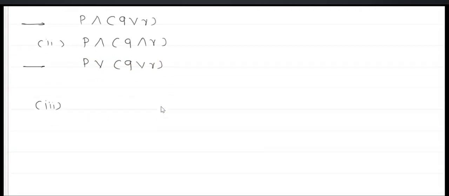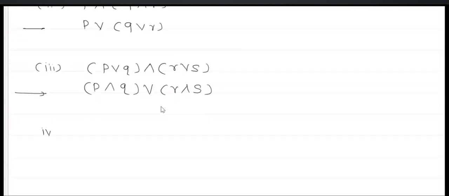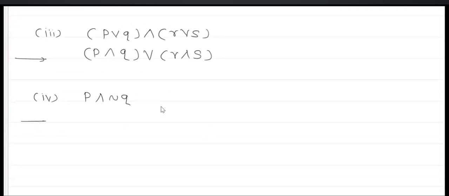Third, P or Q and in second bracket R or S. Now in this case also, the dual is P and Q or R and S. This is the dual. It's very simple. And is replaced by or, or is replaced by and, T is replaced by C, C is replaced by T. Then we get the answer.